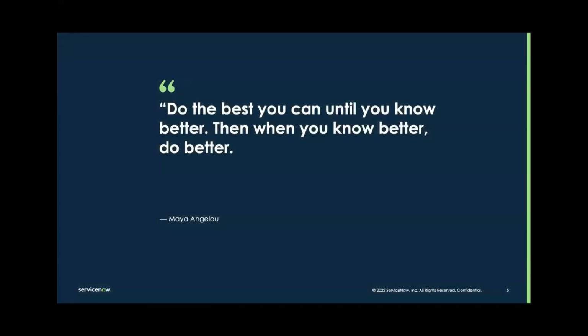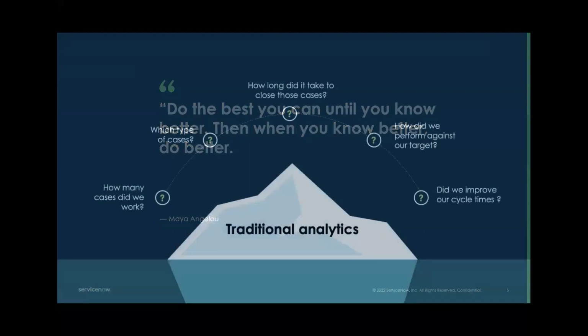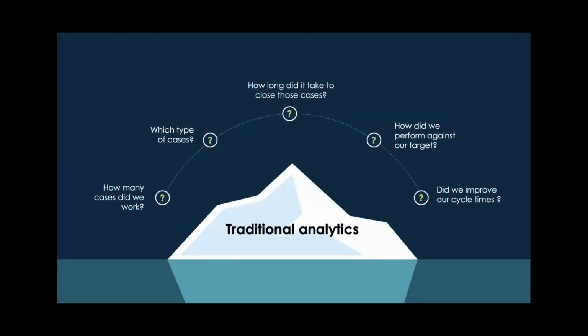So if we start, I want to start with that quote: to do the best you can do until you know better, then you know better, do better. And why we're saying that, if we see some optimization that we can do as an iceberg, then we have traditional analytics. We can use reporting for that, or performance analytics, or other things. And if we don't do better, we want to have answers, for example, to the following questions.